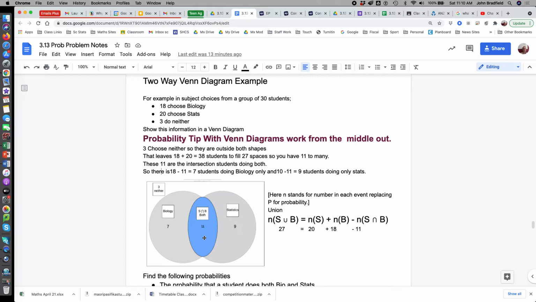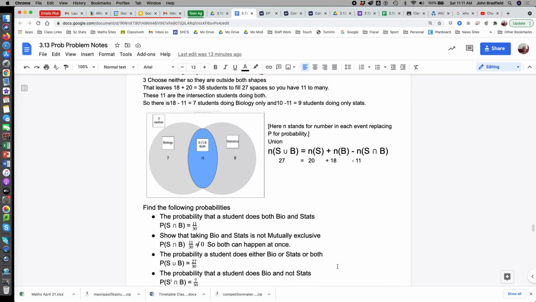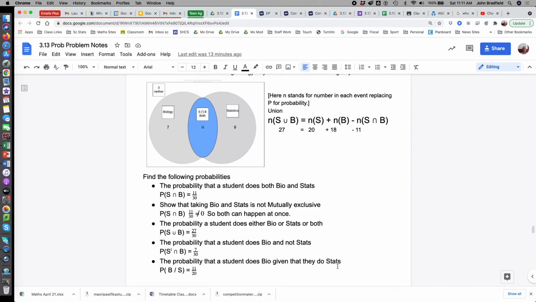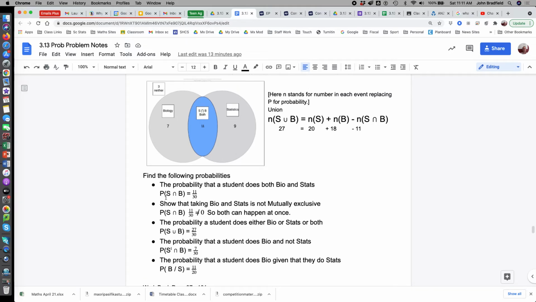And here for the union, we've used n for number instead of P for probability. So the number of people taking stats and/or bio is the number of people taking stats plus the number of people taking bio minus the number of people taking both, which gives us 27. Now, Venn diagram probabilities, if I can just scroll it so we can see everything, we can go through these quickly. Probability that someone does both, the intersection, that's 11, the blue in the middle.